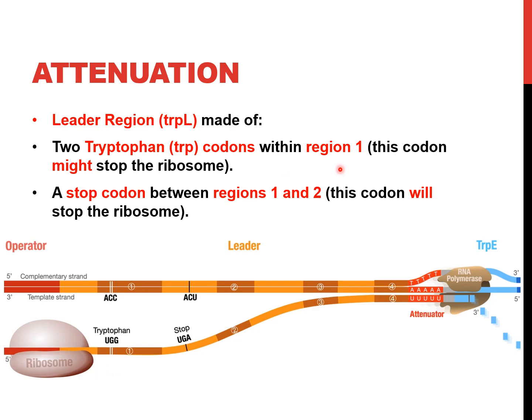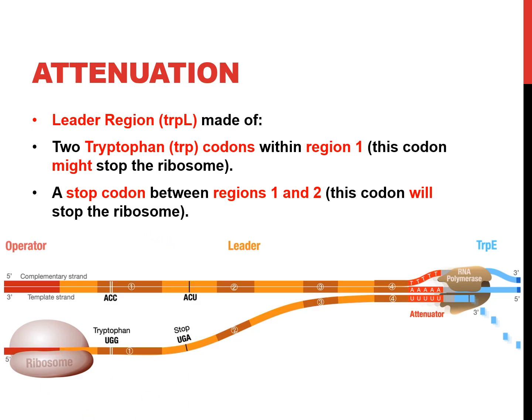So that's within region 1. This codon might stop the ribosome, depending on something else. There's also this stop codon here, so UGA in the RNA or ACU in the DNA. So once it's transcribed, it becomes that UGA. You see that here. Obviously, if it's a stop codon, it will stop the ribosome.